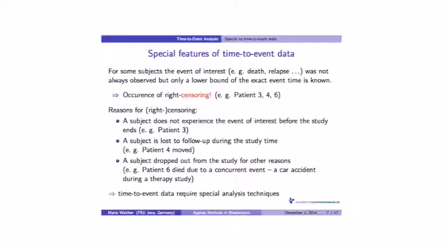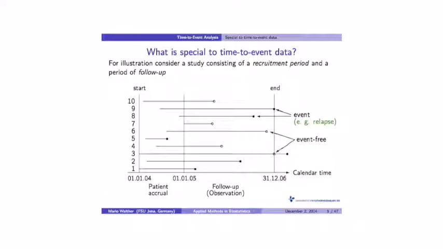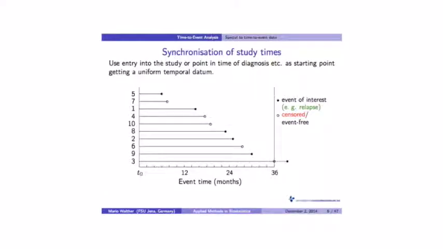One reason when censoring occurs is that the subject does not experience the event of interest before the study ends. This is the example of patient 3. Patient 3 went into the study at the beginning of the study and then was followed up the whole time of the study. And at the end of the study, after 3 years or 36 months, the patient was still alive or in remission if you consider relapse as an event of interest. And maybe shortly after the end of the study, the patient relapsed.